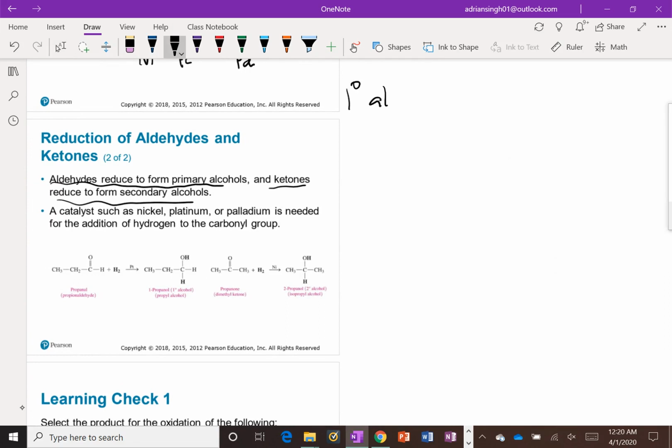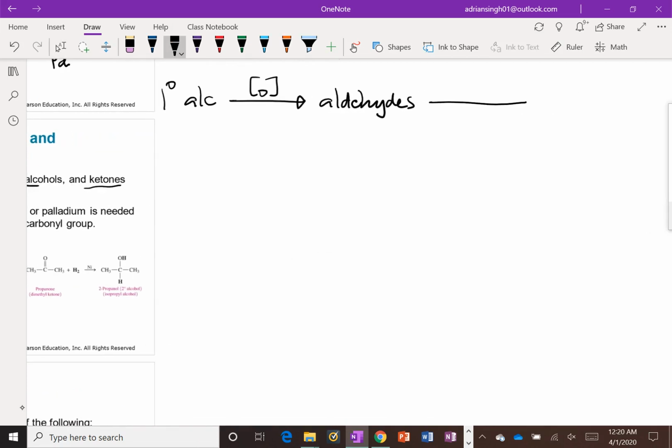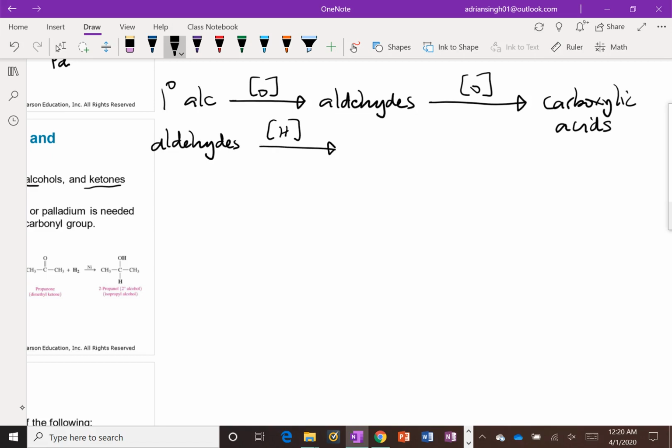We saw that primary alcohols could be oxidized to aldehydes, which could then be oxidized to carboxylic acids. What we're saying now is your aldehydes can be reduced. Sometimes for reduction you'll see hydrogen in square brackets or R. These can be reduced back to the corresponding primary alcohol.